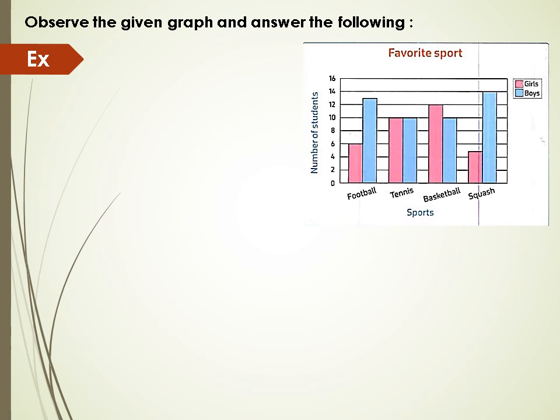Letter D, which sport is liked by 10 girls? From the double bar graph, we find that the pink column is tennis.